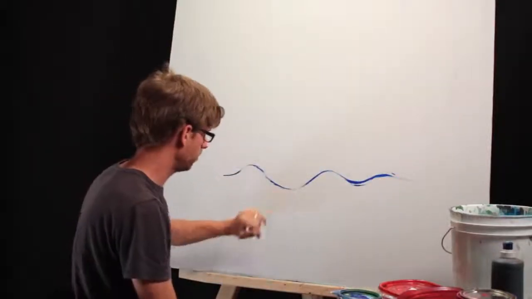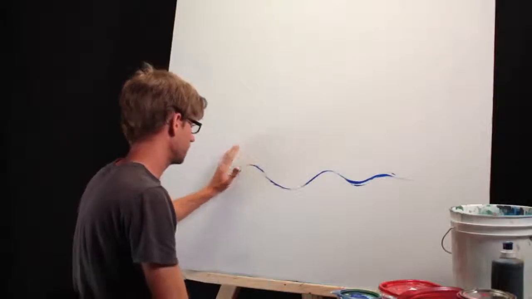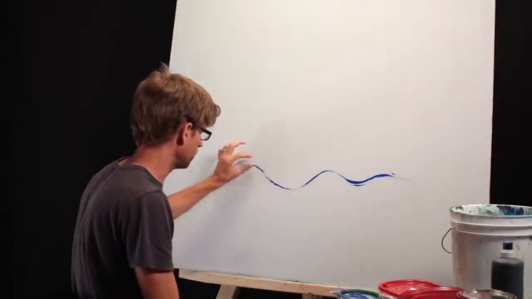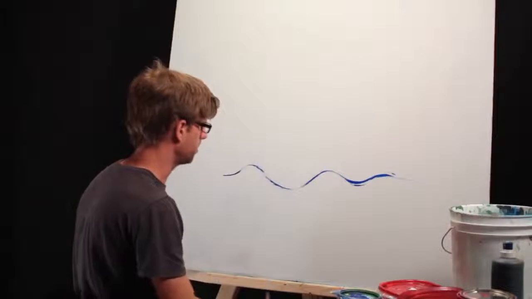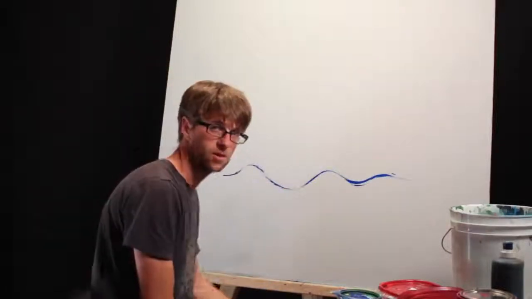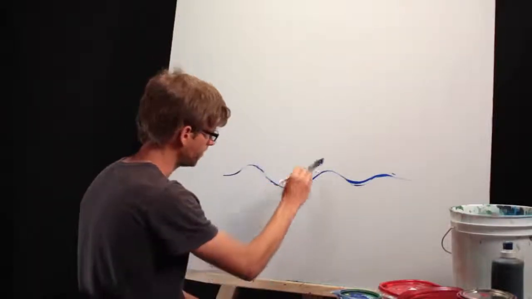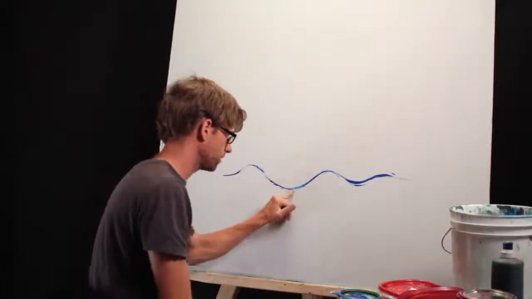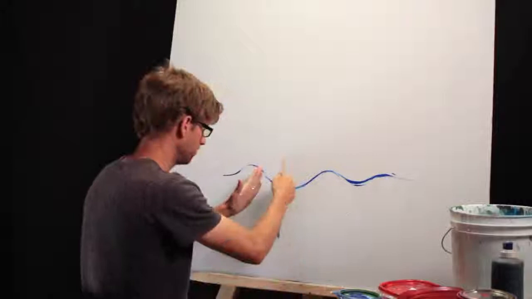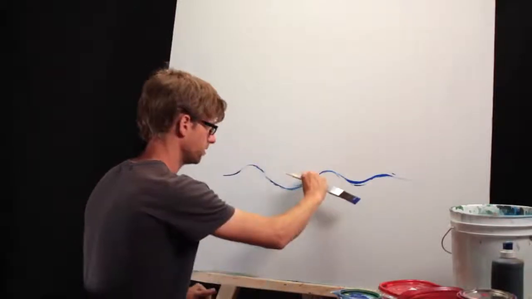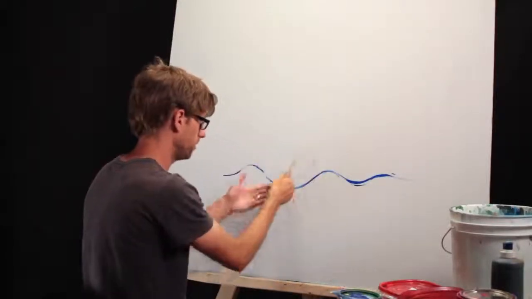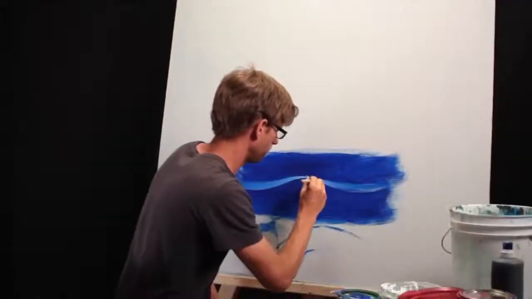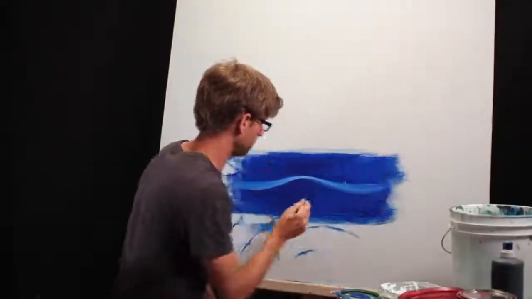High points, low points. This is commonly called the crest. This is commonly called the trough, but I like to call them smiles and frowns. This is the smile, this is the frown. And in water, the smiles are almost always wider than the frowns. You can see that my frowns are a little bit smaller than my smiles. The important thing right now is that we follow this basic shape.